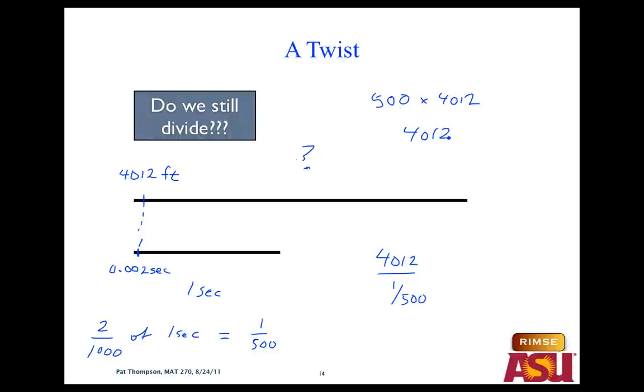So we do still divide, it's like dividing by 1/500th, but we really can't escape needing multiplication to conceptualize this. Okay, and what is the distance in 1 second? 2,006,000.